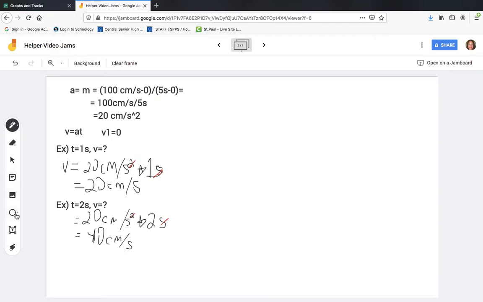What would it be at 3 seconds? So I'm just going to write that out. Hopefully, you'll have figured it out by the time I finish writing it down. V equals. So at time equals 3 seconds, 3 times 20 is 60 centimeters per second.